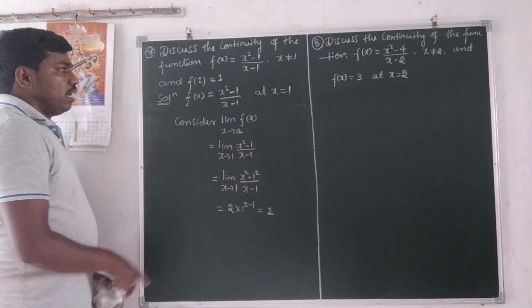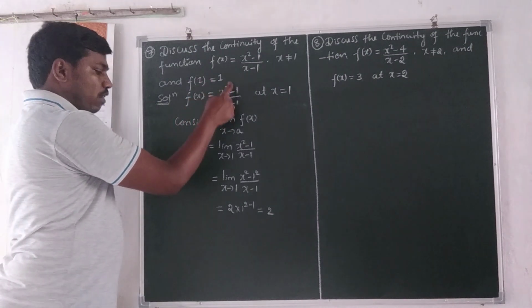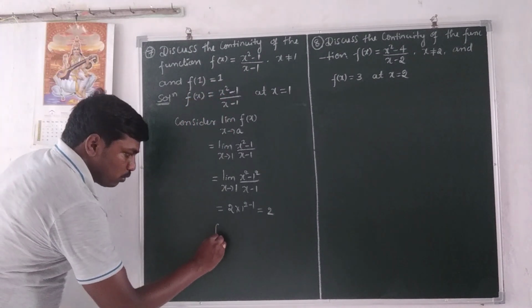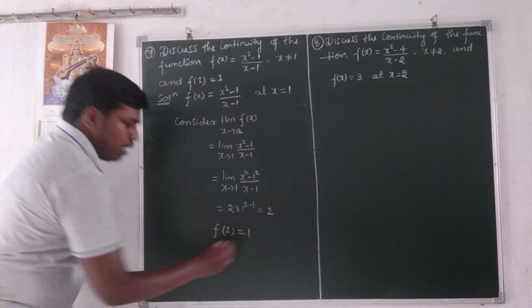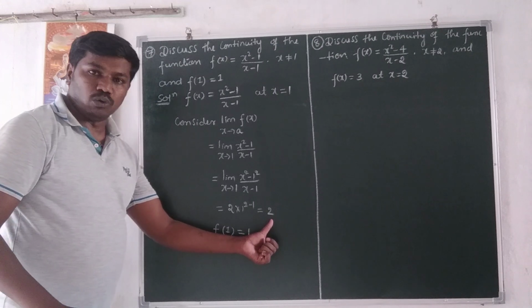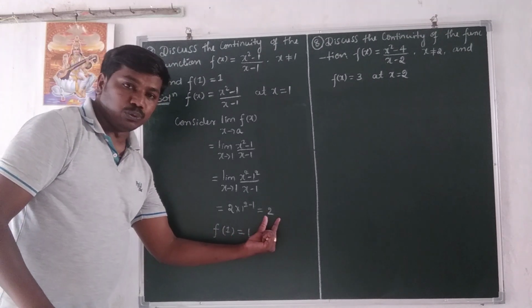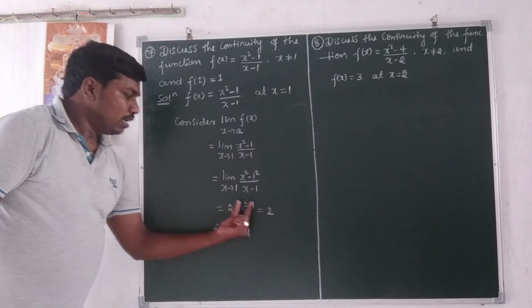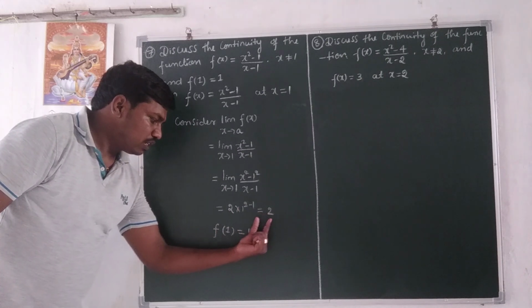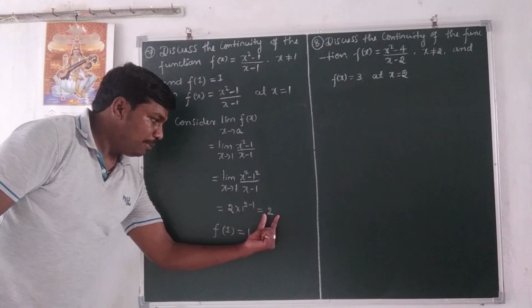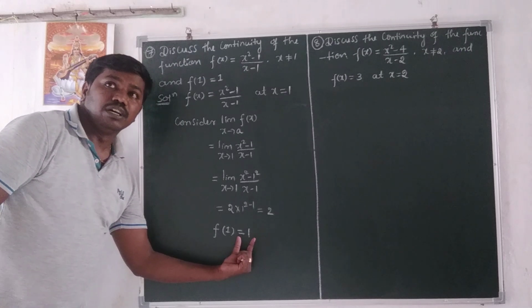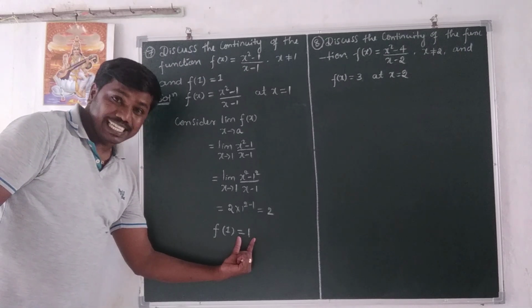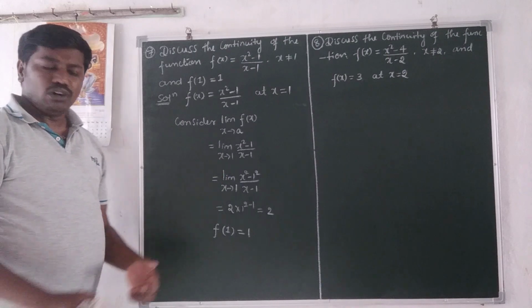So f of 1 is already given. F of 1 is equal to 1. Is 1 equal to 2? No, 1 is not equal to 2. So therefore, the limit of the function is not equal to the value of the function. That means f of x is discontinuous at x is equal to 1.